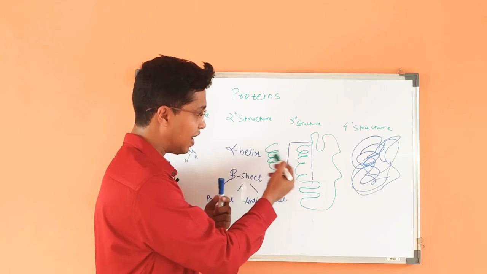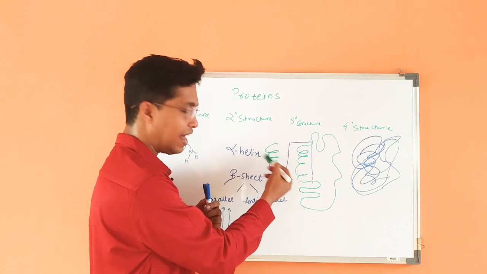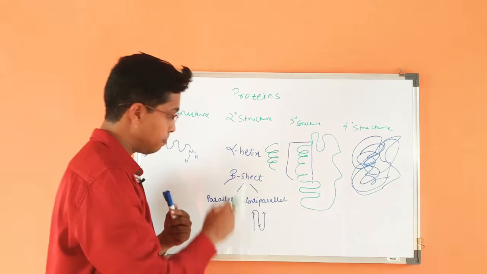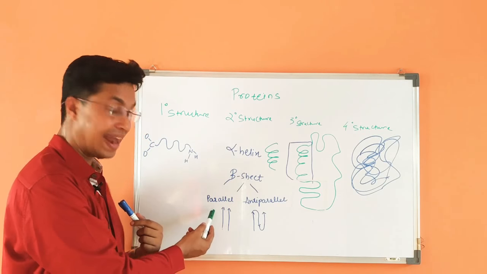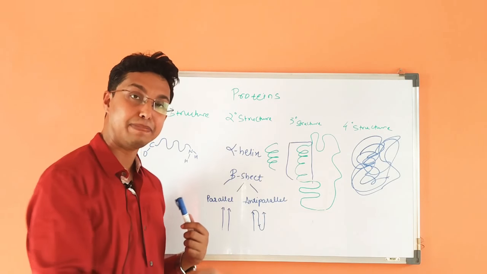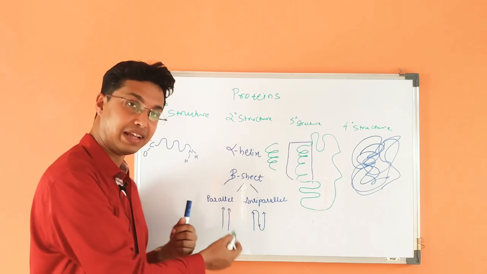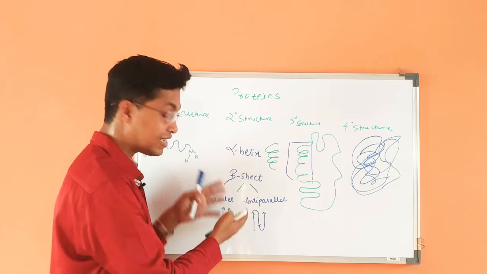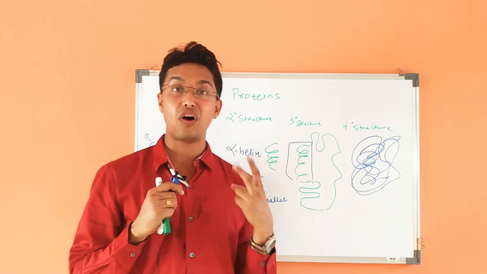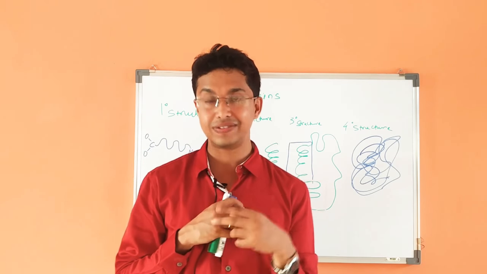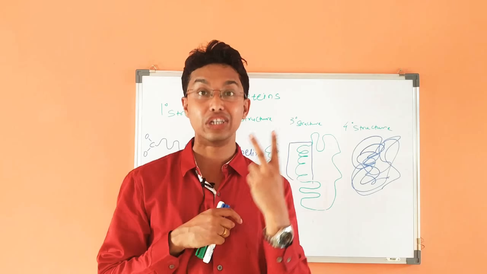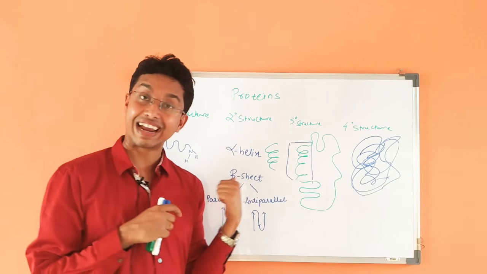As you can see, alpha helices are ring-like structures. Now for beta sheets, we have parallel beta sheets and anti-parallel beta sheets. You can see parallel and anti-parallel, right? When alpha helices and beta sheets come together, they form a super secondary structure, which is also called a super secondary unit. So that is about secondary structure.